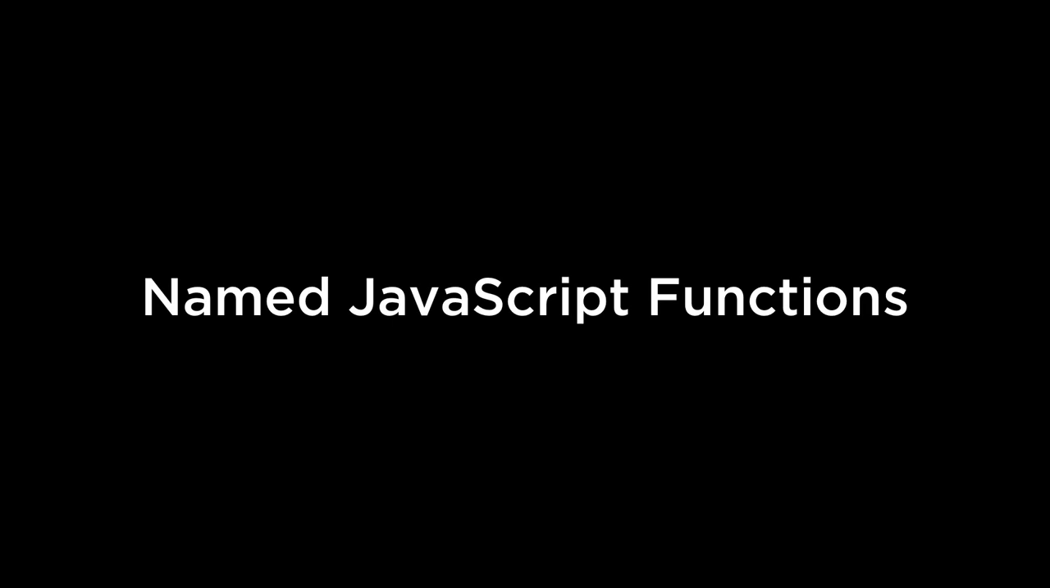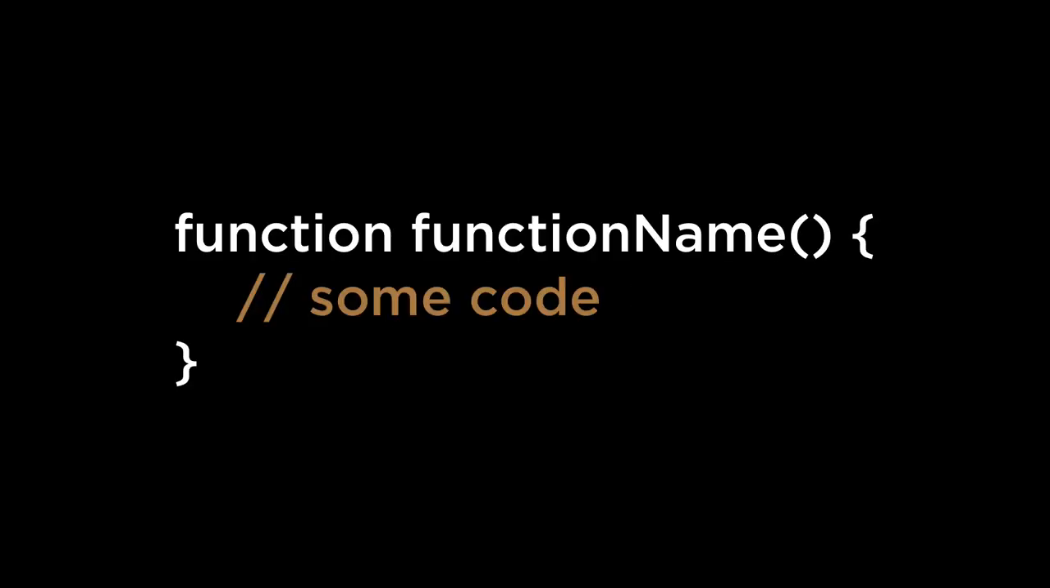Named JavaScript functions. This is a JavaScript function. A function is a block of code that will be executed when you call it. A function is written as a code block inside curly braces preceded by the function keyword. The code inside the function will be executed when you call the function. To call the JavaScript function, you have to type the function name with open close parentheses into the console or put it inside of a JavaScript script.